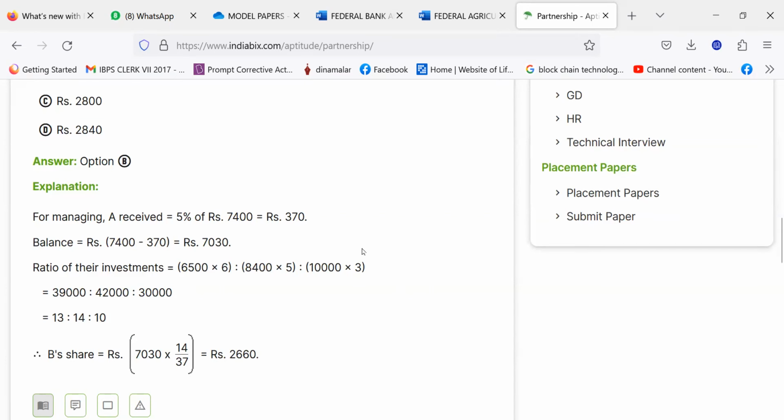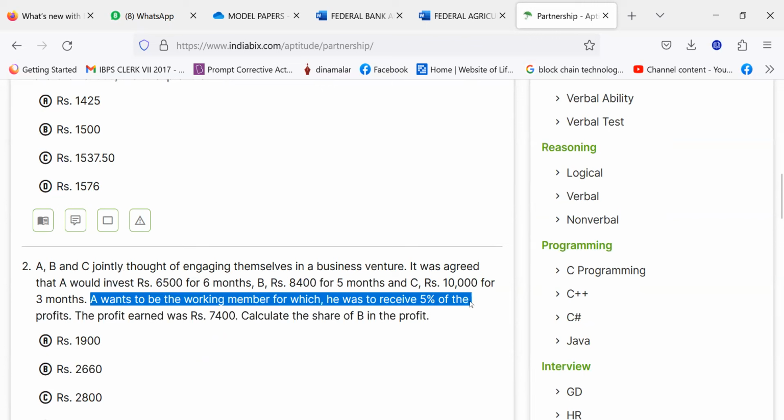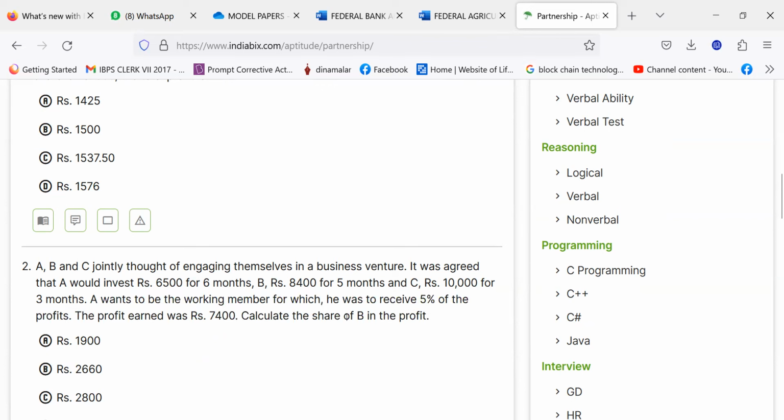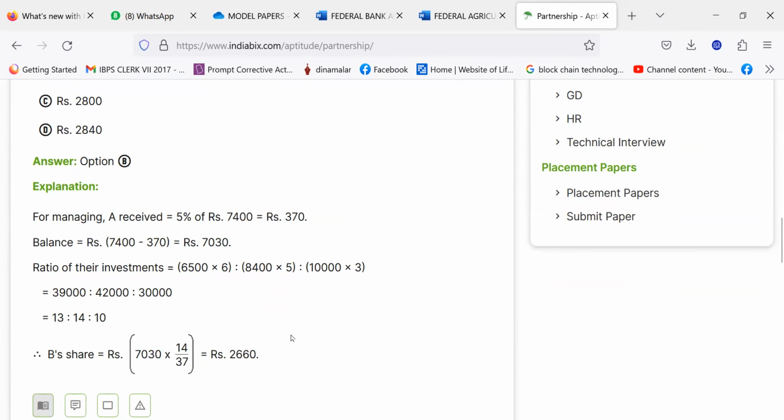See, there was an important point they have given, that A wants to be the working member for which he was to receive 5% of the profits, and the division has to be made after appropriating for that. So that was the question. And to confuse us, they are giving this 2,800 as the option also, which is what you will get before deducting this 5%. So this is how they will confuse us in the examination.